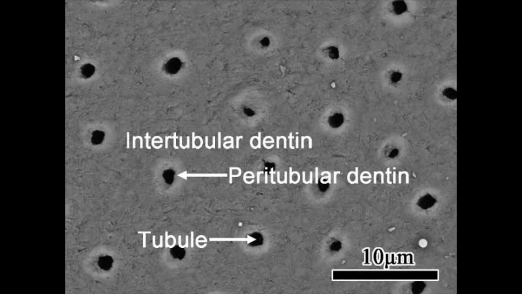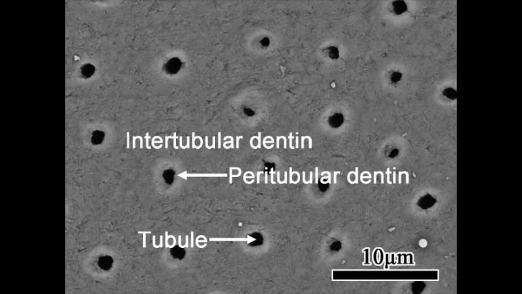Now, in this picture, we see the peritubular dentine. The peritubular dentine is the dentine which is surrounding the odontoblast process. And the other dentine is the intertubular dentine. Now, inter means between, and tubular is referring to the dentinal tubules. So the intertubular dentine is the dentine between two dentinal tubules.